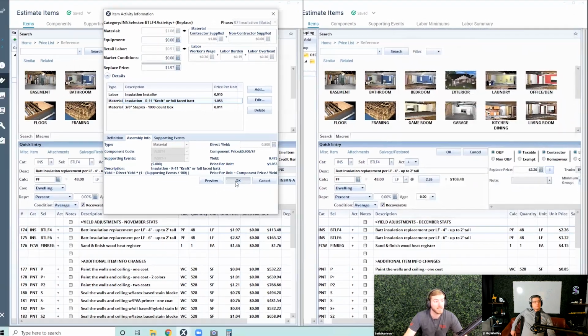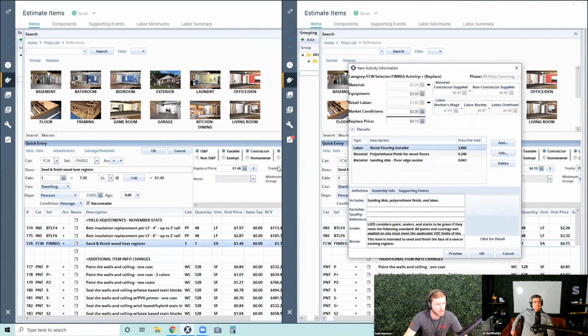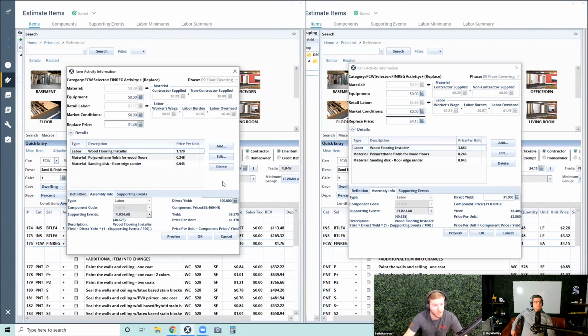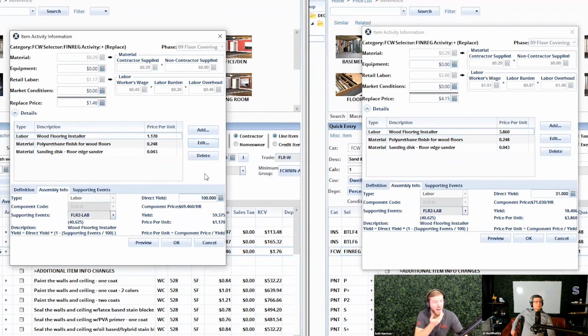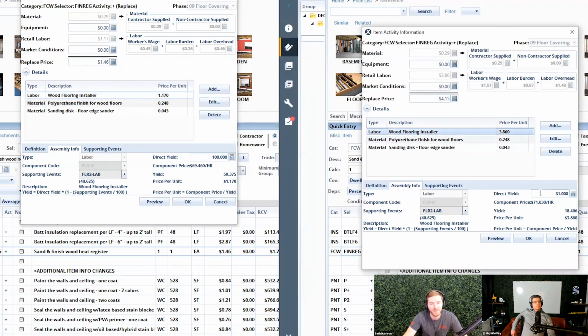All right. Lastly, you saw slight changes here for the sand and finish, the wood heat register. I shouldn't say small changes because they're actually quite large when it comes to changes in the labor. Went from 100. What is the unit here? Each. You could do 100 sand and finish wooden heat registers in an hour. They've updated that to 31. That seems more realistic in my mind. Sanding and finishing 100 of those wood heat registers seems like an ungodly pace to maintain.